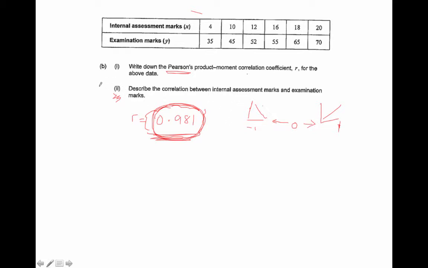So part B was worth 2 marks, and you had to say that it was a positive correlation, but that wasn't enough because you need to comment on the strength of it. So in this case, because it's so close to 1, you want to be saying something like very strong positive correlation.